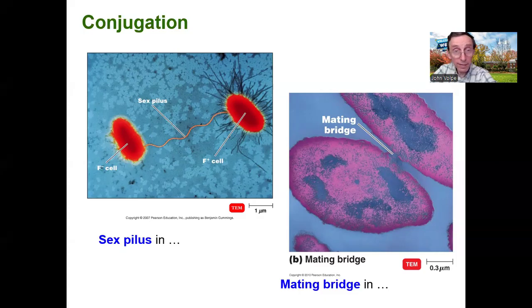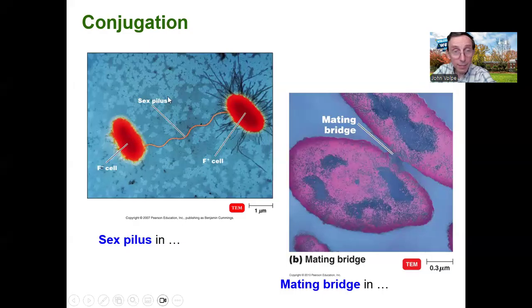And then the F plus cell has a plasmid, which is called the F plasmid, which will replicate, and then one copy of the plasmid will come across the sex pilus and then go into the F minus cell. Any questions about that? And so literally, DNA from the F plus cell can move into the F minus cell. And it's usually just the F plasmid that is transferred.